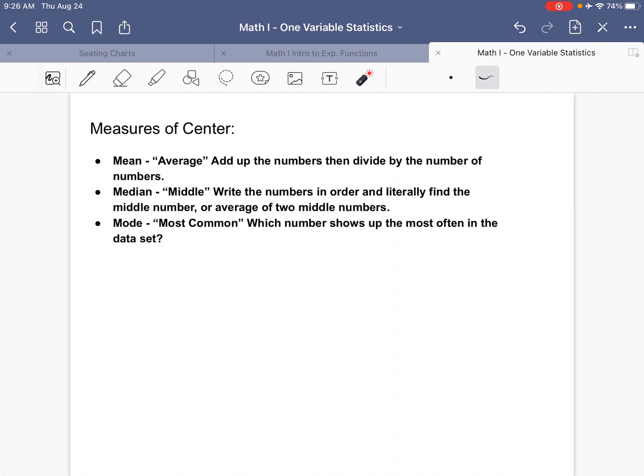Median, that's the middle number. You can write the numbers in order and literally just find the middle number or the average of two numbers. But you can also actually use technology for that. We're going to be using Desmos a lot for these things. And then mode. Mode is just the most common. So mean, average, median, middle, mode, most common. Which number shows up the most often in the data set?